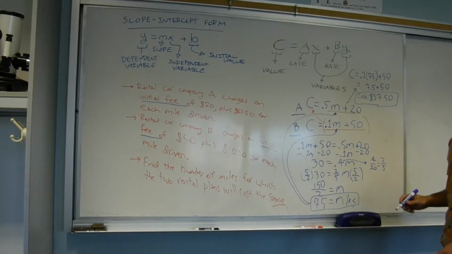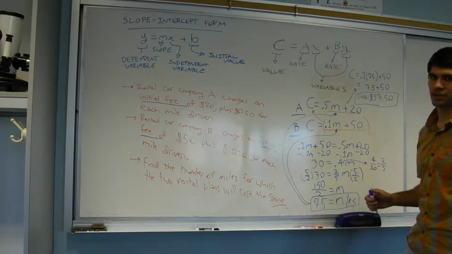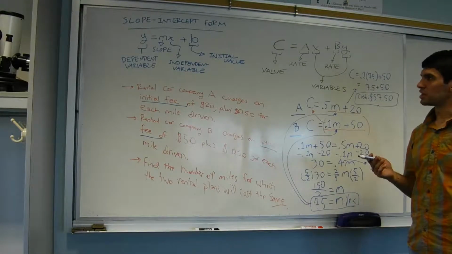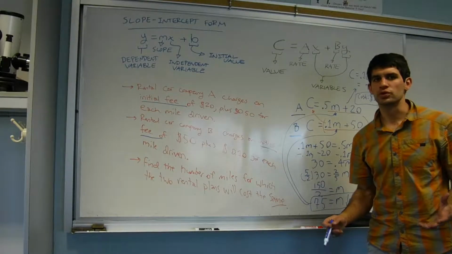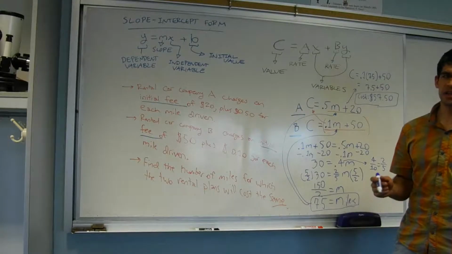So you see, we just solved our system of equations. We solved for the miles, and we solved for the cost. So that is an example of a system of equations that we might solve using slope-intercept form, which we're more familiar with from the word problems we were doing earlier. So now let's do another example.